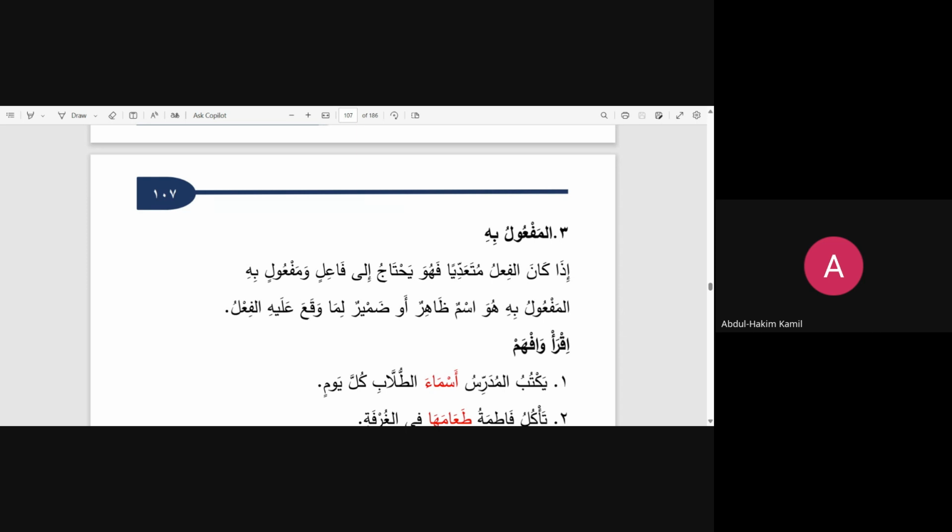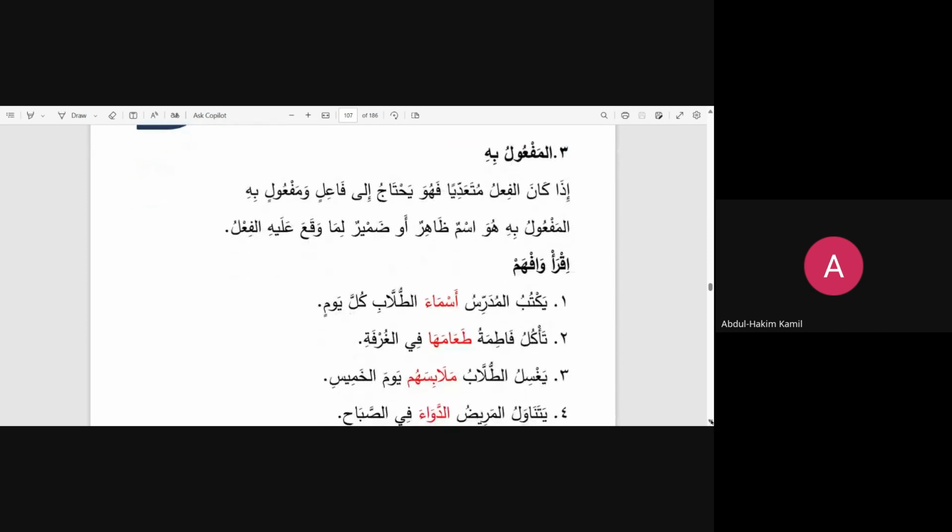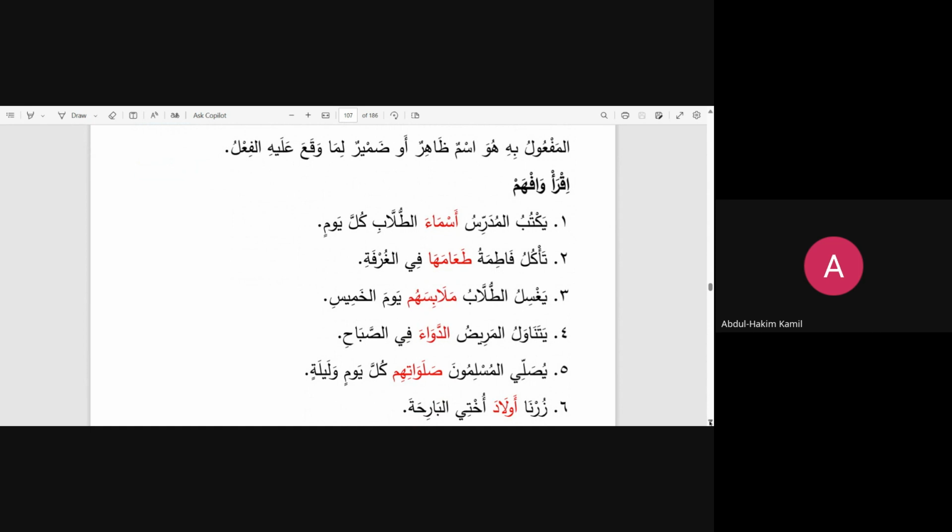Maf'ulun bihi is an ism zahir or damir for what the fi'l fell upon. This is for the one that the action came on. He didn't do anything. The fi'l did the action, but the action fell on him, on the maf'ulun bi. Let's read. The Iqra' book is going to make it all clear, so that we're not going to have to speak. Okay, look at what's read. What's read is the maf'ulun bi.